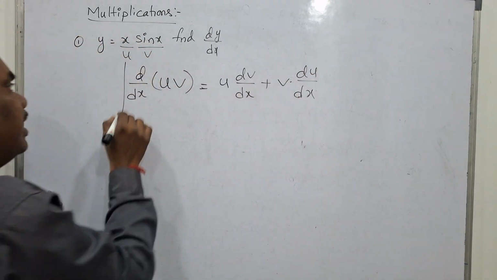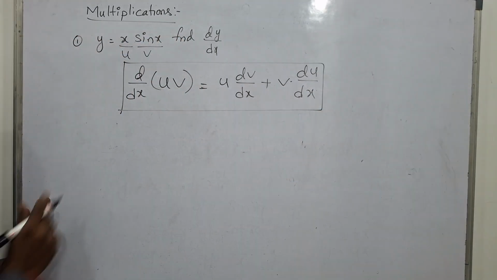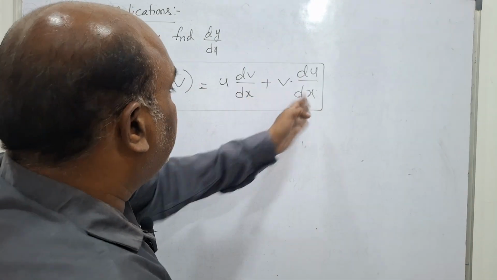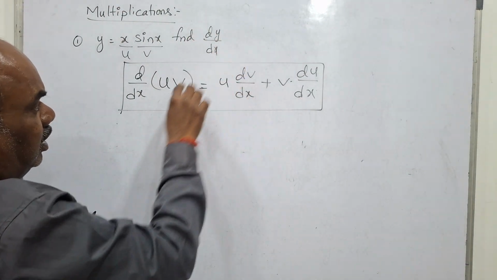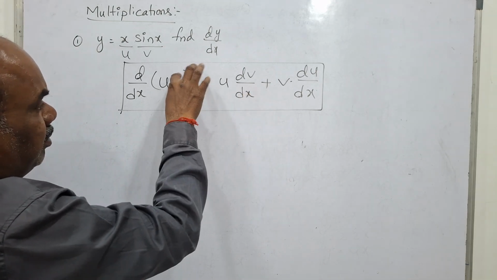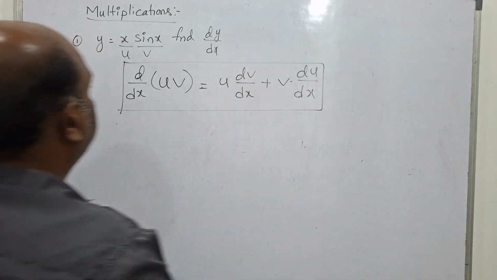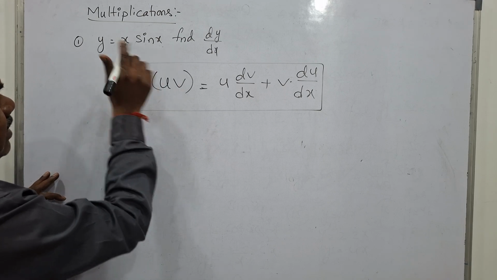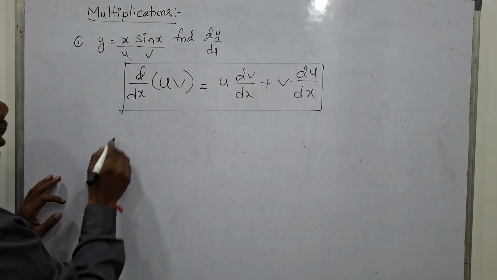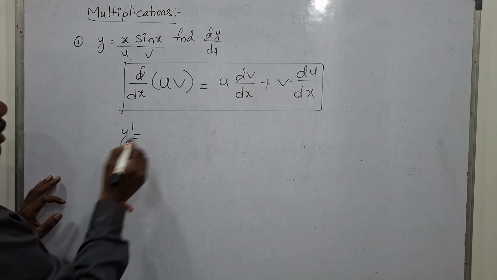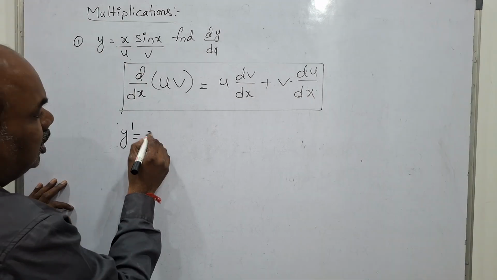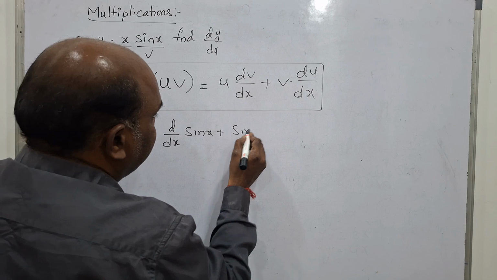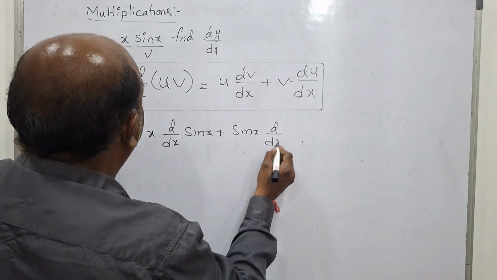This is the very important formula in multiplication beta. d by dx of uv equals u into dv by dx plus v into du by dx. First keep this function aside, differentiate the second one, plus keep the second one aside, differentiate the first one. Now come to the given equation, y is equal to x sin x. This is u, this is v. Now you have to find dy by dx or y dash. First function keep aside, x into d by dx of sin x, plus sin x into d by dx of x.